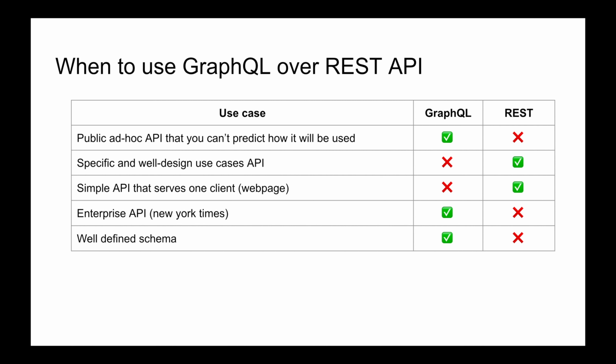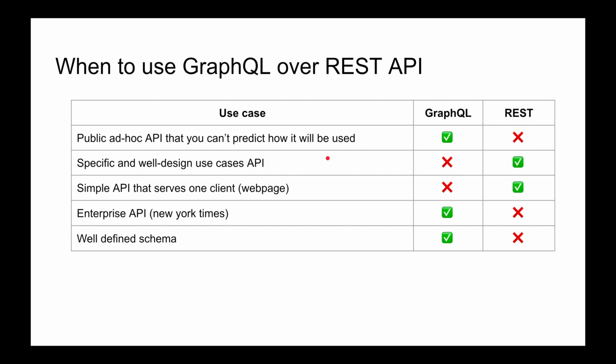So if you know what you're doing, if you know the specific well-designed use cases and all the possible entry points, then build a REST API. Build a nice REST API using Node.js Express and all this fancy stuff. And you know the methods of get and post and delete, right? A simple API that serves one client.